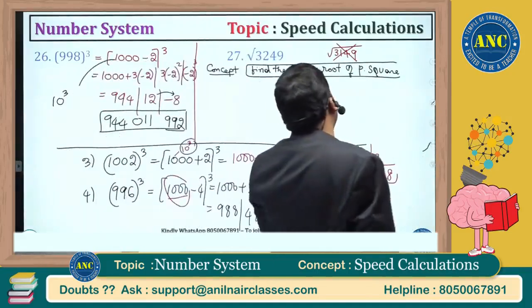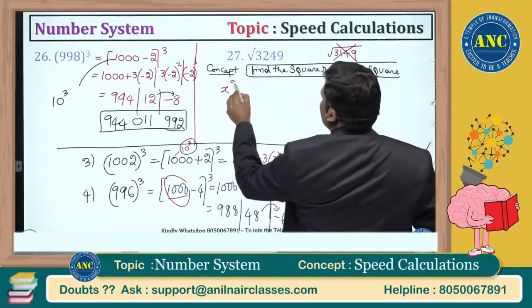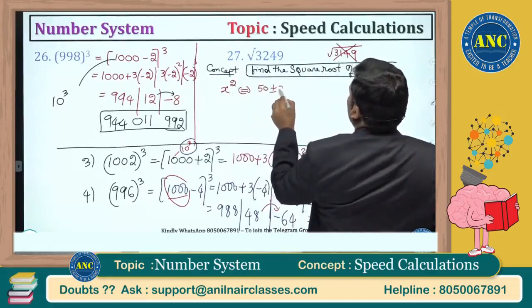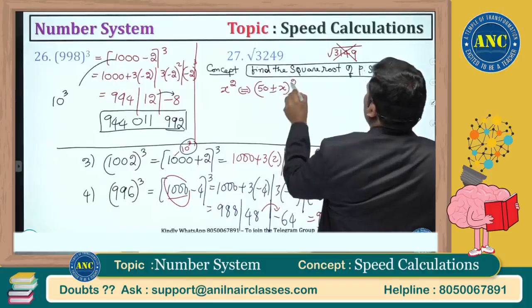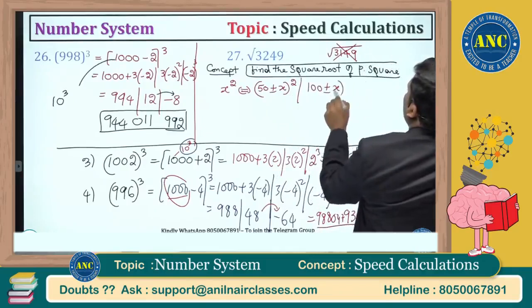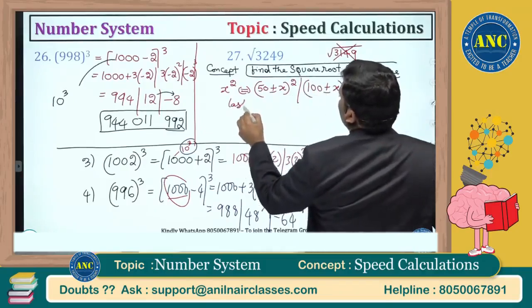How to find the square root of a perfect square? Very, very easy logic. Already we discussed. x square, 50 plus or minus x whole square, 100 plus or minus x whole square. Last two digits will be the same.